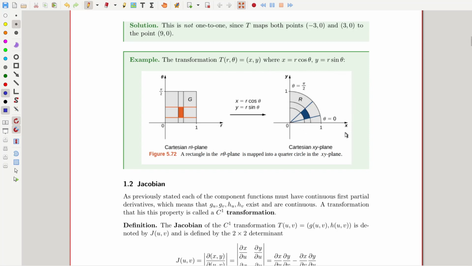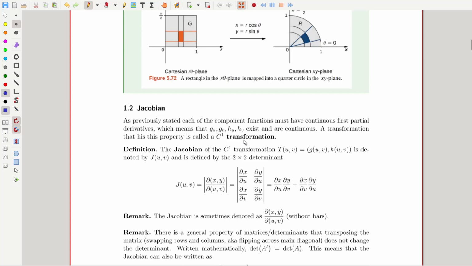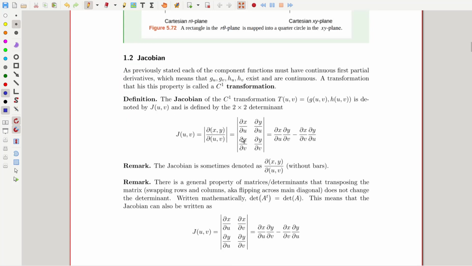Okay, not sure if there's anything else I want to say about this. I think that's fine. Okay, so then moving on to the Jacobian.